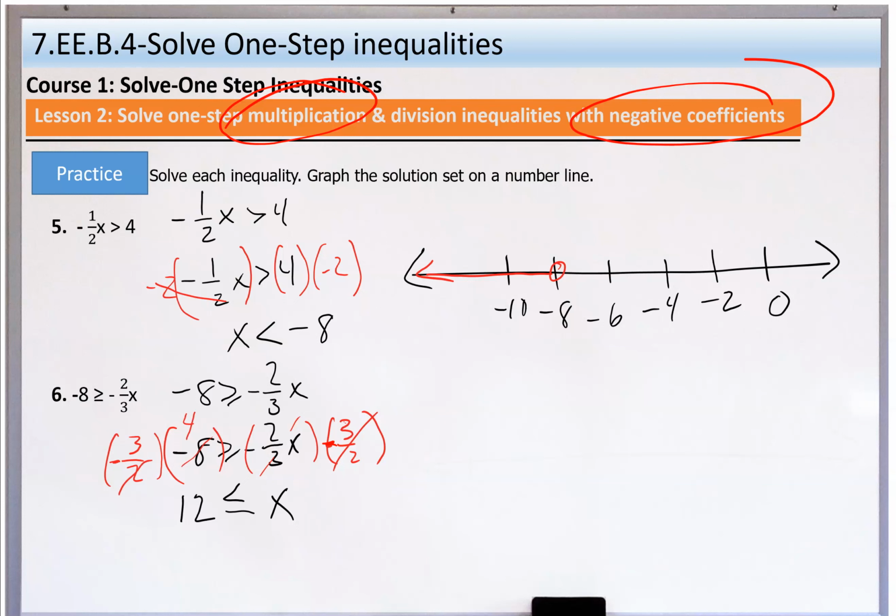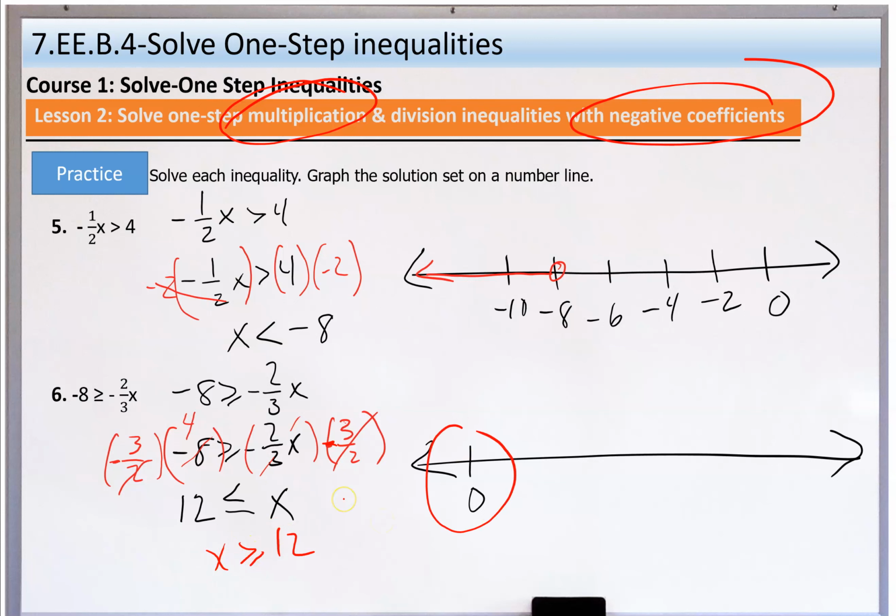I think this is my last time drawing. So now I see here that x is greater than or equal to 12, so I'm going to put my 0 on this side. I chose 6, I believe. My increments were 6. They're pretty even this time. And anything greater than or equal to 12.